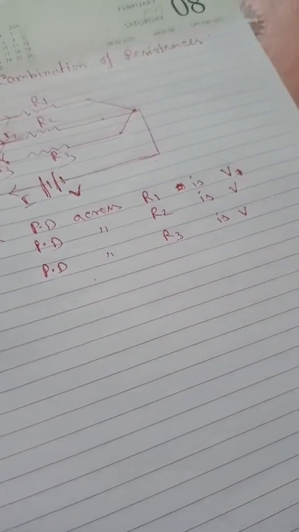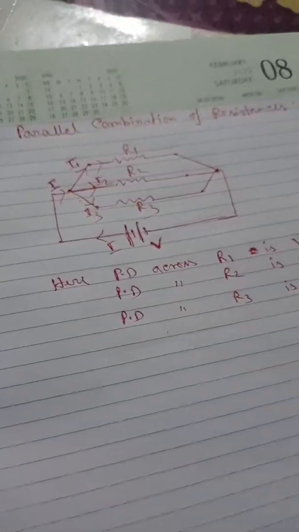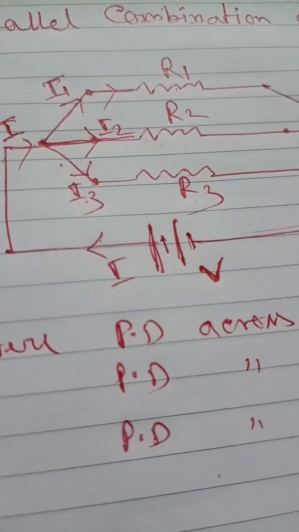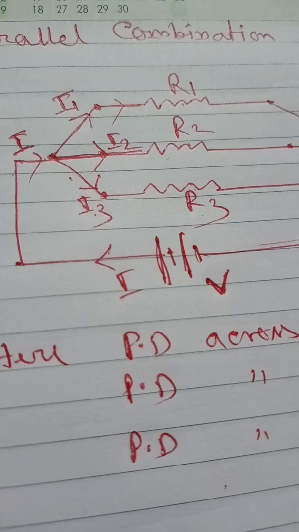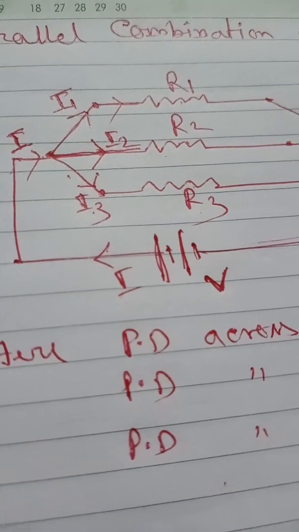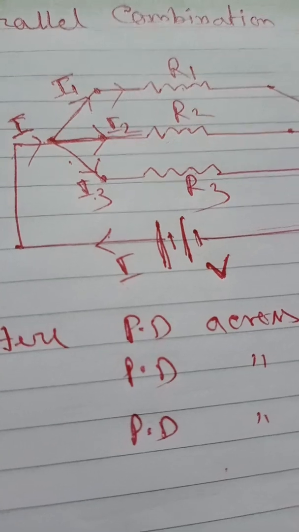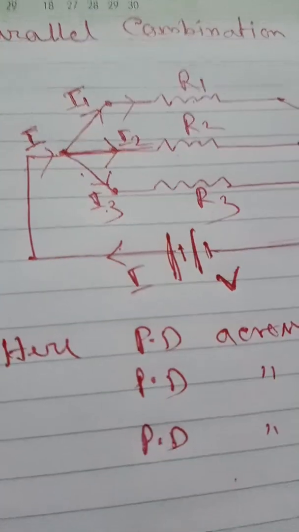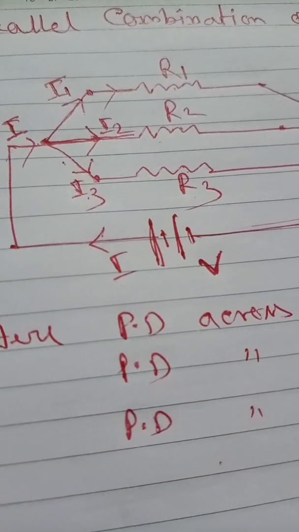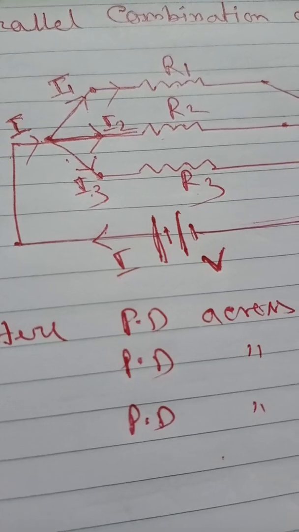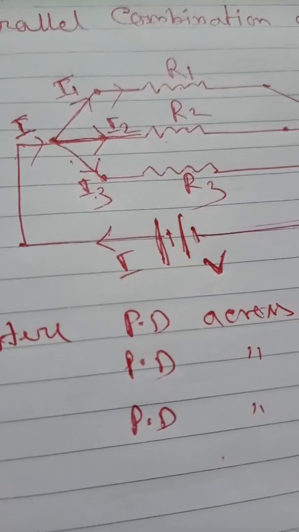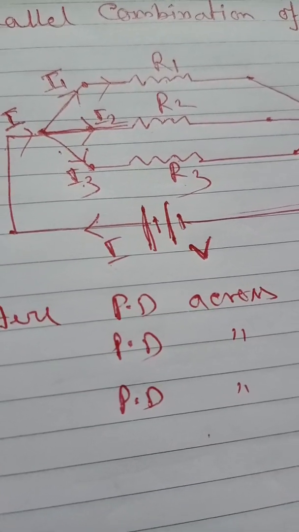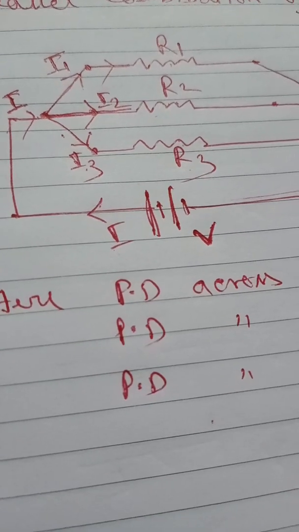So for the parallel combination, one thing we can say: different currents will flow through different resistances. Through R1, R2, R3 different currents are flowing, but the potential difference across the two ends of the three resistances is the same. So this is the main thing for the parallel combination. Keep in your mind, the current flow will be different through the different resistors, but the potential difference across the two ends of the different resistors will be the same because their ending points and starting points are common.